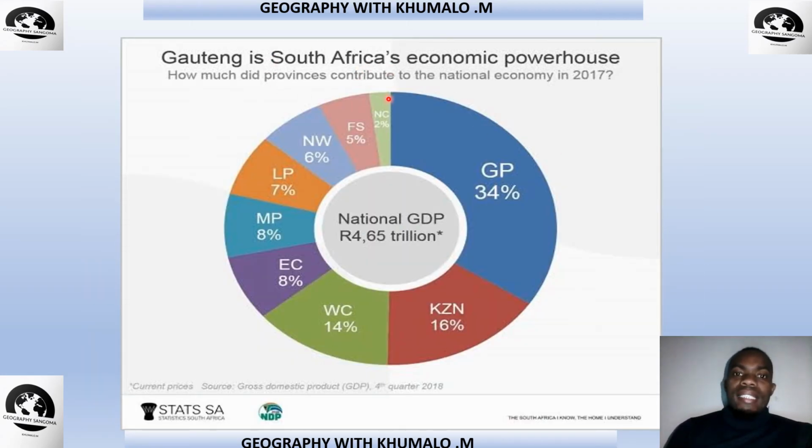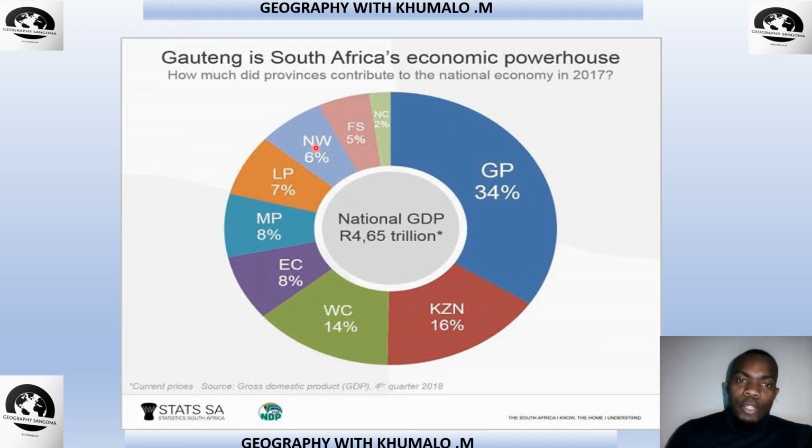Then Gauteng is South Africa's economic powerhouse. So as you go deeper with your provinces, you are going to see that nationally, the province that contributes the most to GDP is Gauteng. So you must be able to understand and interpret what is happening in this pie chart. You can see this is the pie chart of GDP's contribution to the economy of South Africa, but now it is in provinces.